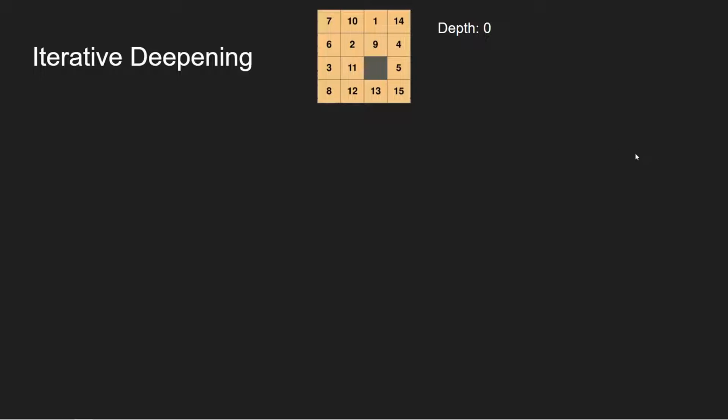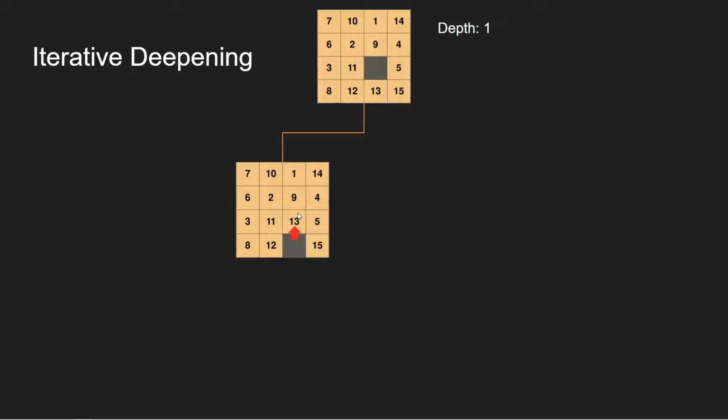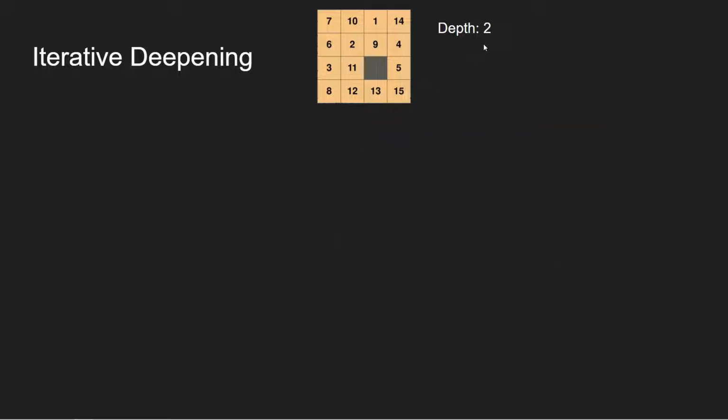Iterative deepening is a depth-first search with a depth limit on each pass. So when the depth is 0, we don't go any deeper than the starting node of our shuffled puzzle. Since we haven't solved the puzzle, we increment the depth to 1, which means we're going to do a depth-first search limiting to only 1 child node. We try to move right, that's not solved. We try to move up, that's not solved. We try to move left, and we try to move down. None of those are solved, so we have to increment the depth again.